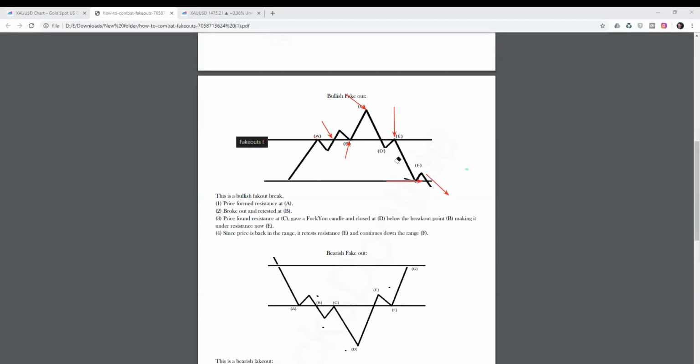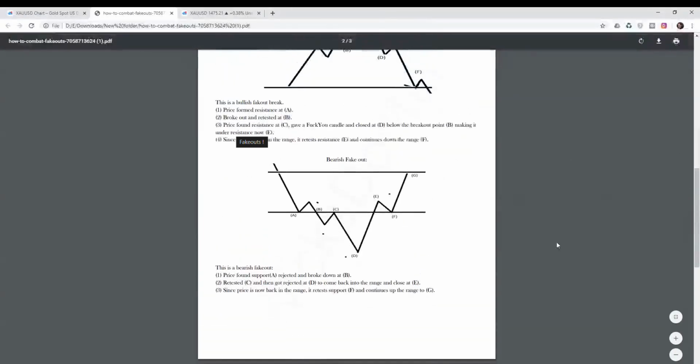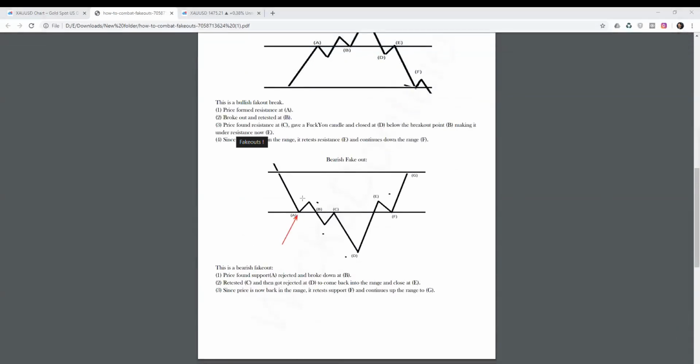The same thing goes for a bearish fake out. Right down over here. Price found support at A, kind of like retested, broke support at B, and then made a low and made another support at C for continuation down.